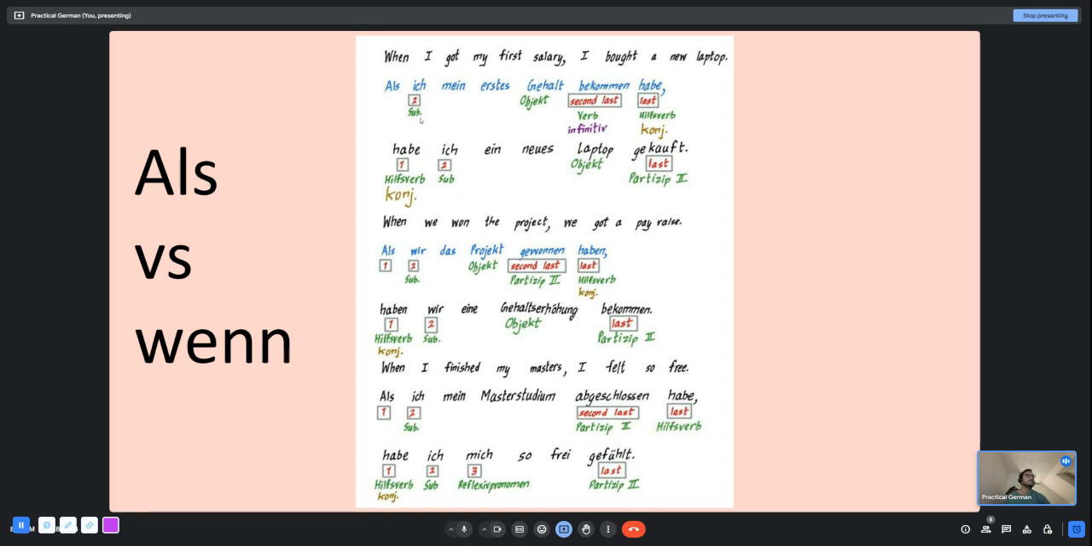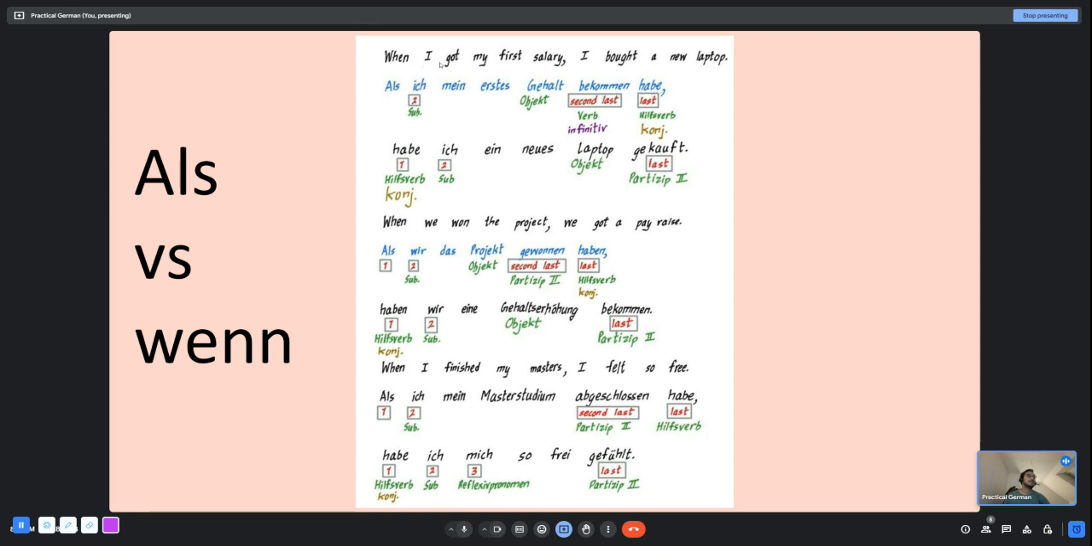Let's look at some mistakes that you made, which I'm not happy about. You were saying erstes Gehalt. Gehalt is das, okay? So that it is mein, and why it is erstes. We learned about this in adjective endings. Remember adjective endings I told you, right? So: Als ich mein erstes Gehalt bekommen habe.